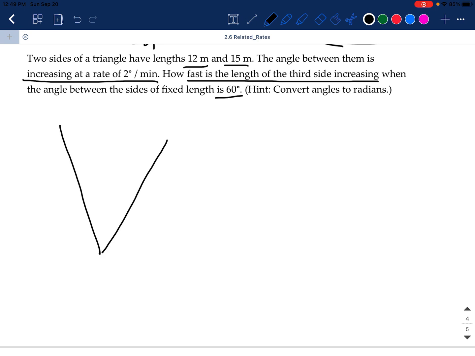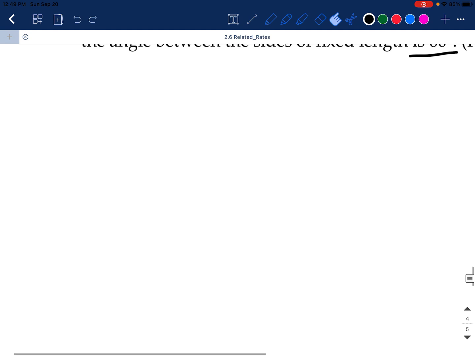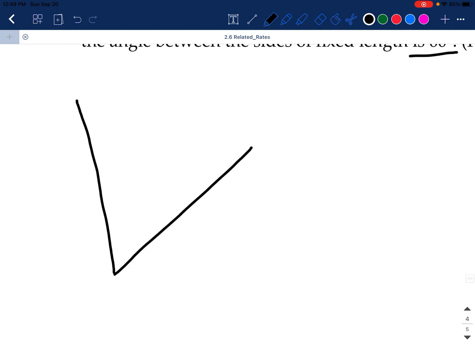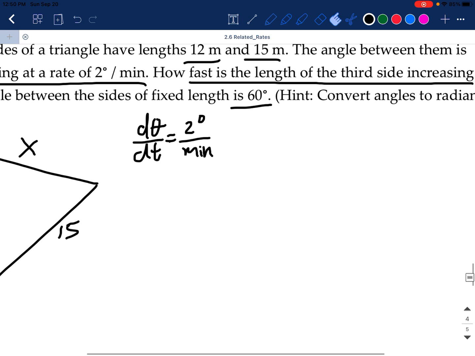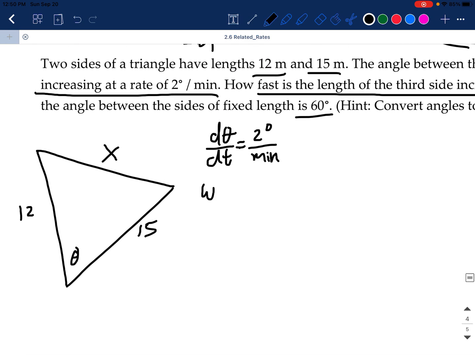Okay, so we're going to have a triangle here. Zoom in a little bit. So we have a triangle. We've got 12, 15. This is going to be theta in general, and then this is our unknown side x. We know that d theta dt is 2 degrees per minute. And then we want to know when theta equals 60 degrees, what is dx dt? So we need to figure out dx dt.